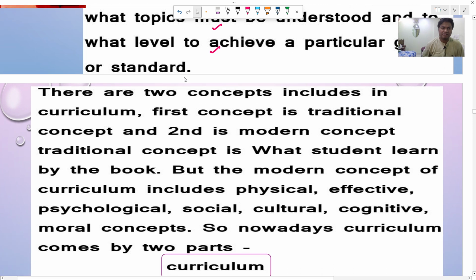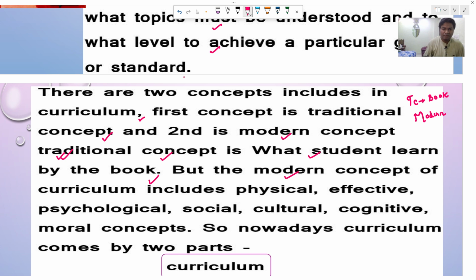There are two concepts included in the curriculum. The first one is the traditional concept and the second is the modern concept. The traditional concept is what a student learns from the book. Is that clear? And the modern concept includes physical, affective, psychological, social, cultural, cognitive and moral concepts.